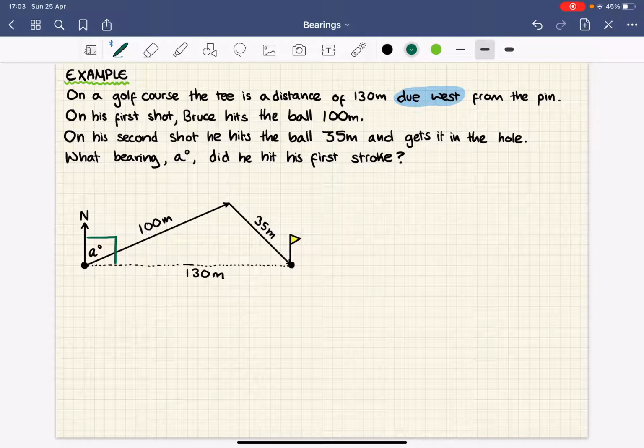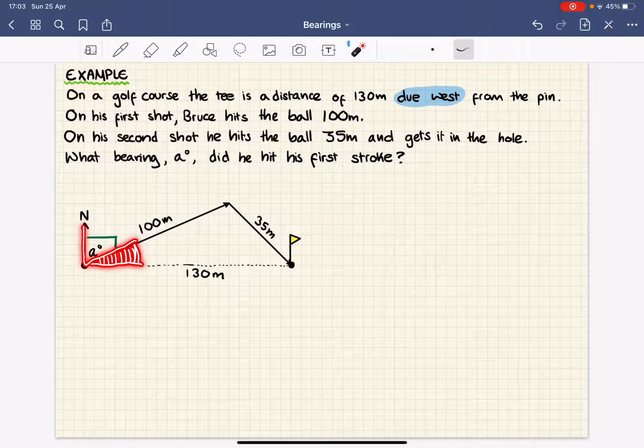So given that I know that this is at a right angle, in order to find out this angle here, if I can find out what the angle inside the triangle is going to be, I can take that away from 90 degrees to find that angle A.